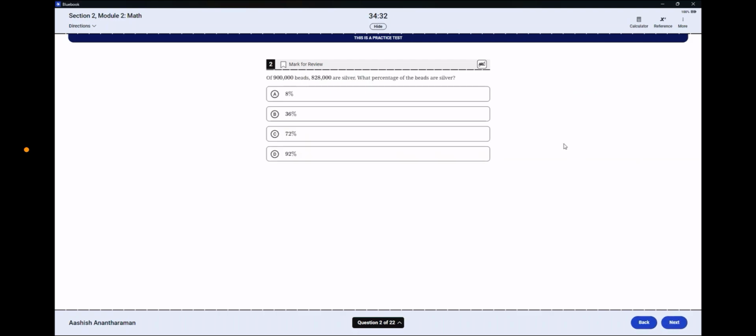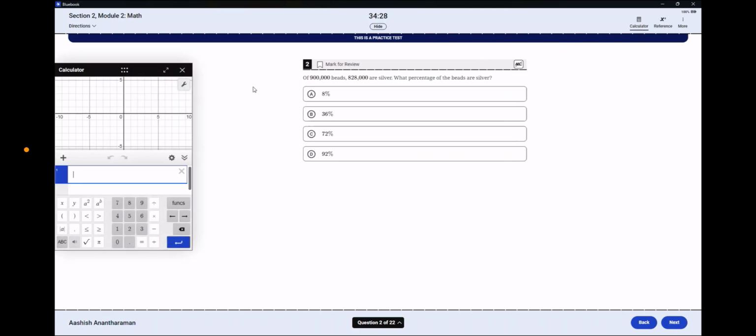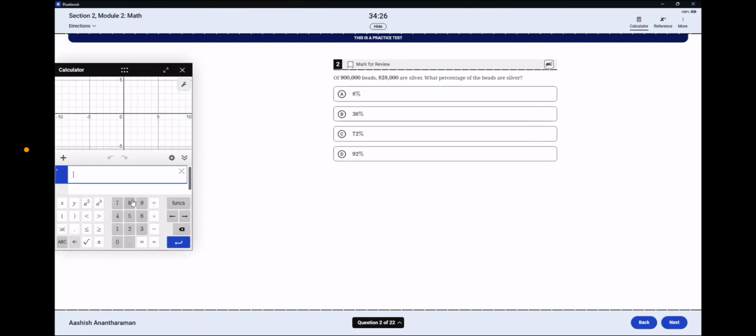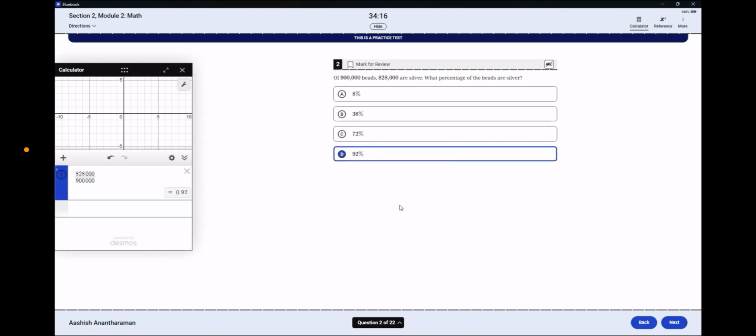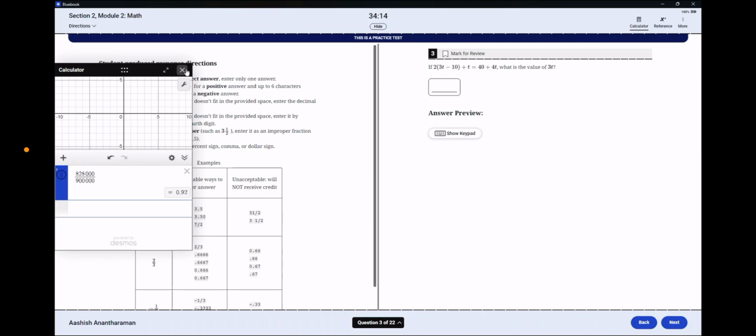900,000 beads, 828K are silver. What percentage are silver? Okay, so 828 divided by 900 is 0.92. Use your calculator when you can.